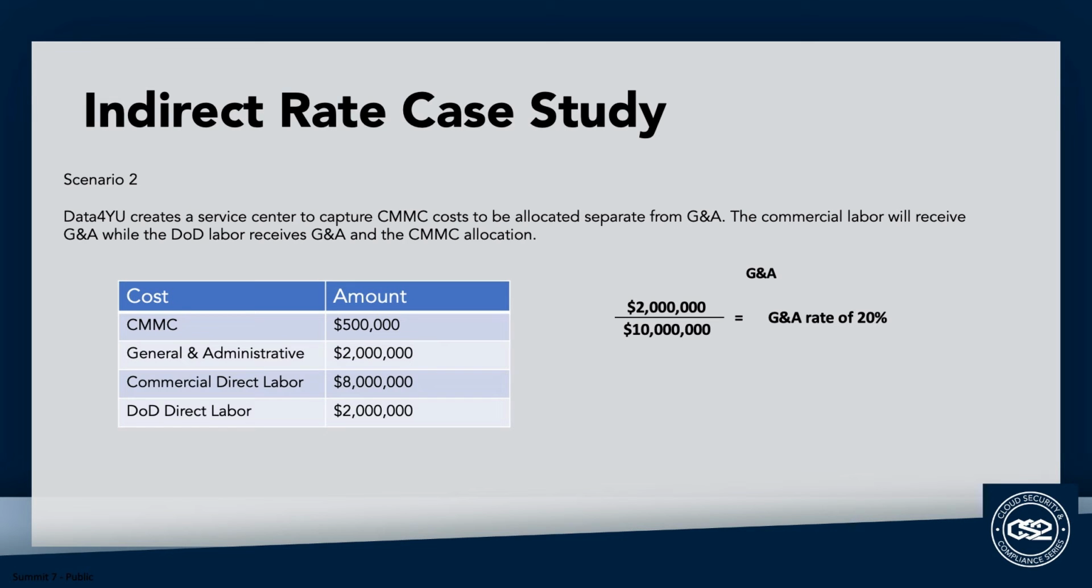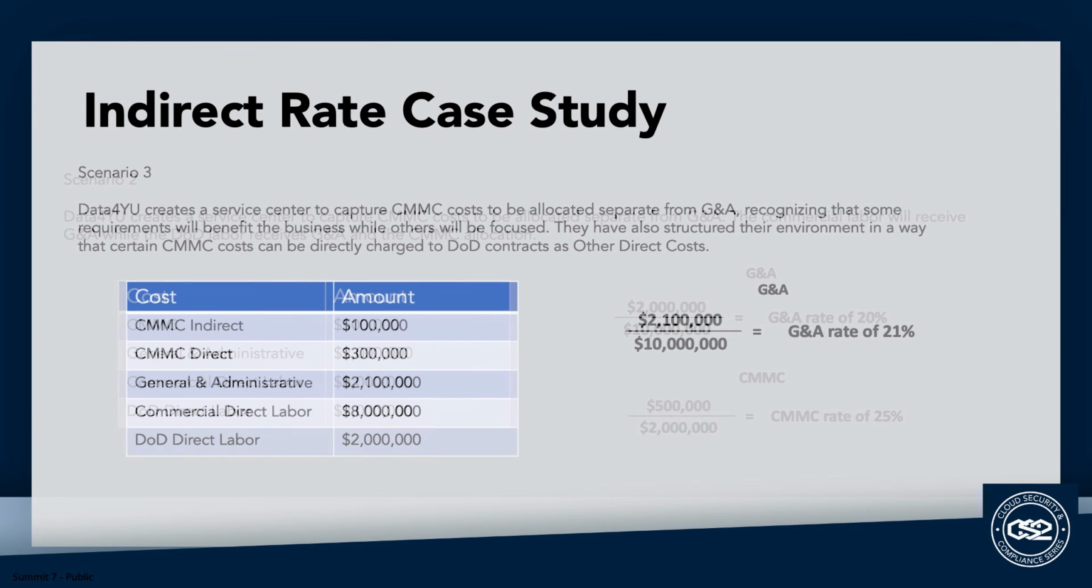So under this scenario, our G&A rate drops to 20%, because now it's the $2 million over the $10 million. And we have a CMMC service center allocation that's only going to go to our DoD contracts of 25%, right? That's our CMMC service center allocation.